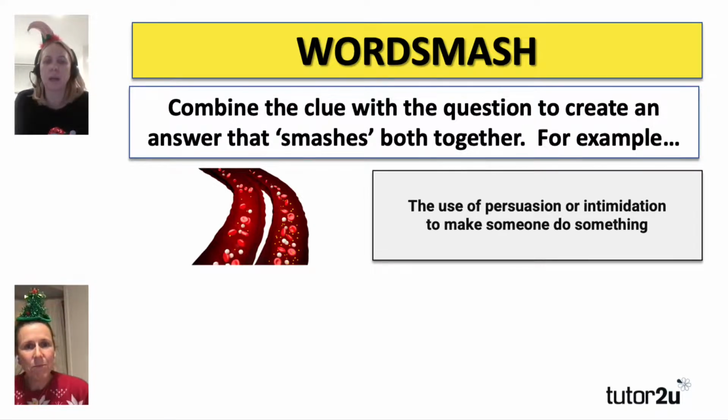Right, so a bit of fun now. We're going to give you a picture and a statement, and you have to work out what the picture is showing and what the statement means, then smash them together, and that produces a word or a term. Let's start with the term. What does it mean when you use persuasion or intimidation to make someone do something? On the left, what is that image of? Then put the word from the picture with the word from the statement, and what do you think the word smash is?